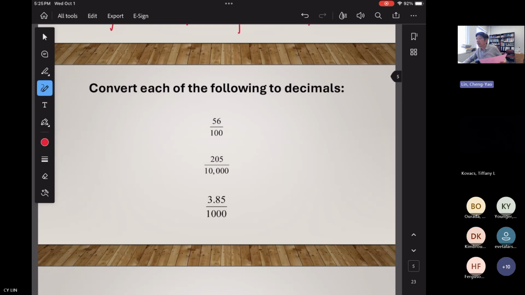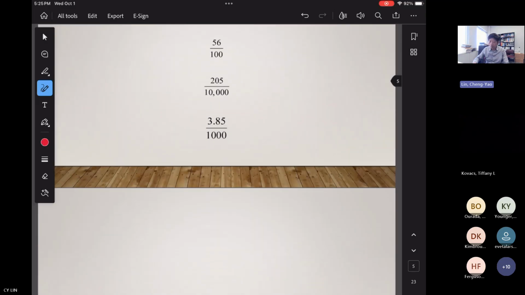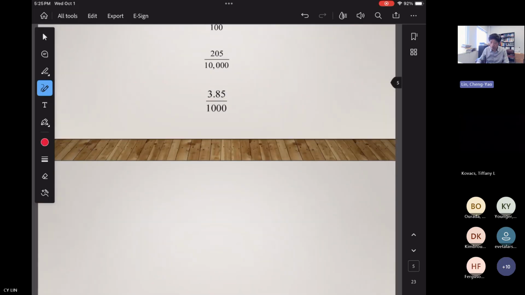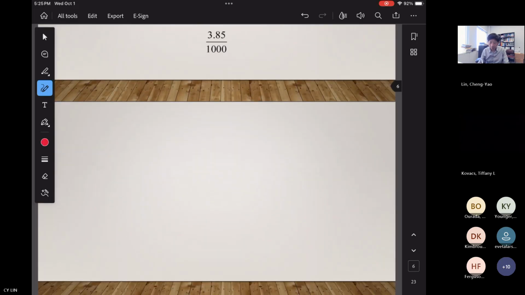All right. So now we're gonna convert each of the following decimals. Okay, convert each of the following decimals. First of all, 0.56. That is 56 out of 100. All right, we have two methods we can do this. Okay, method one is this.